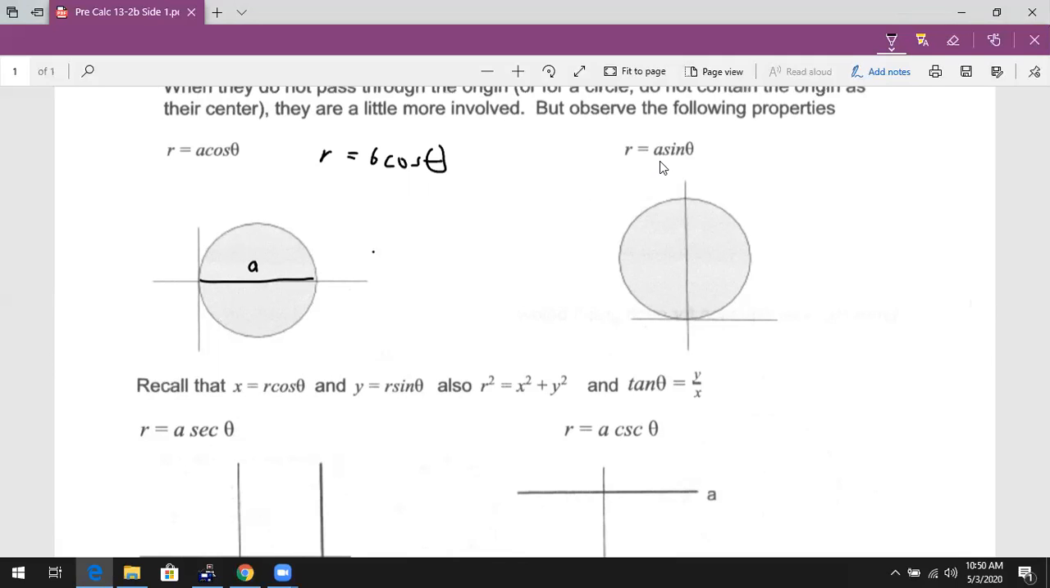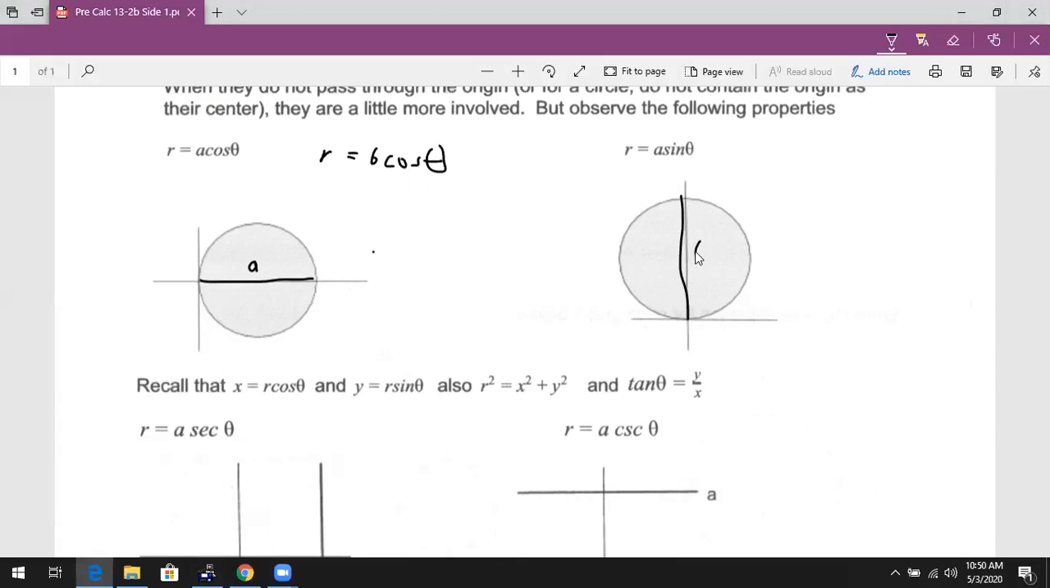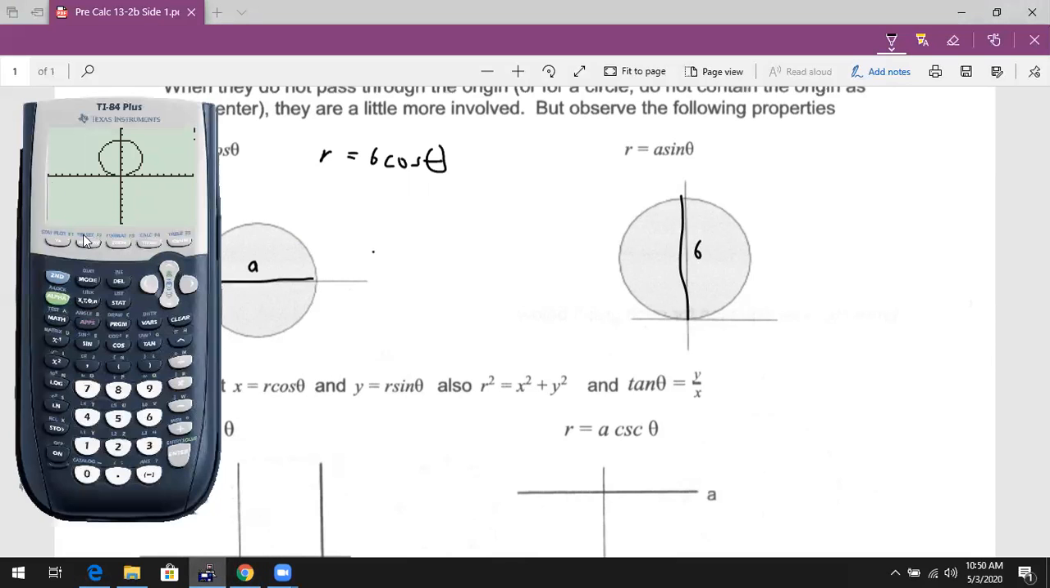In the same manner, R equals A sine theta. So if I just switch this graph to 6 sine theta, now it's going to be a circle that's 6 units in this direction. And if you count it, 1, 2, 3, 4, 5, 6, sure enough, we can go 1, 2, from here, 1, 2, 3, 4, 5, 6. So it's a circle above the x-axis, where the diameter is along the y-axis.